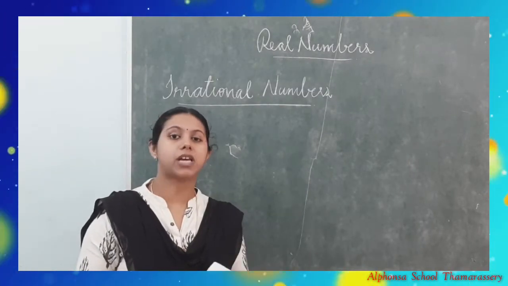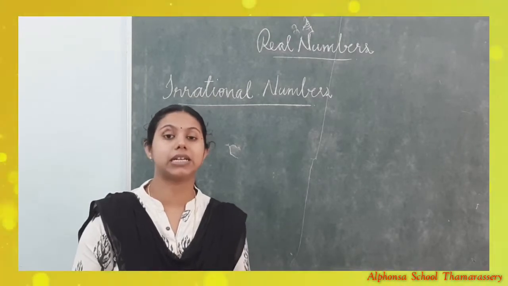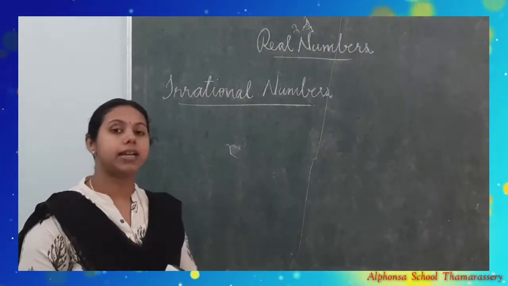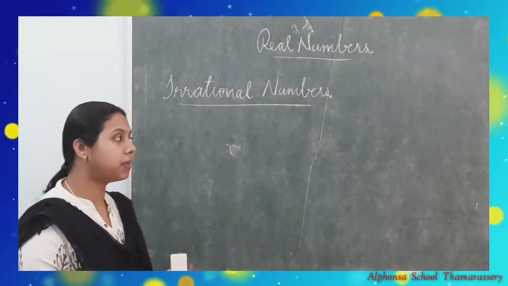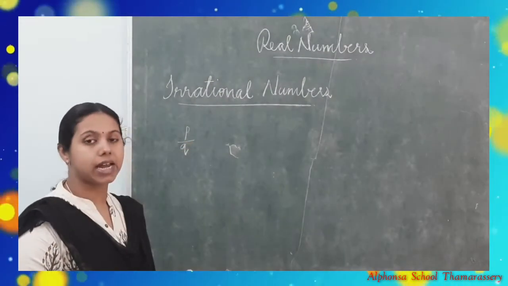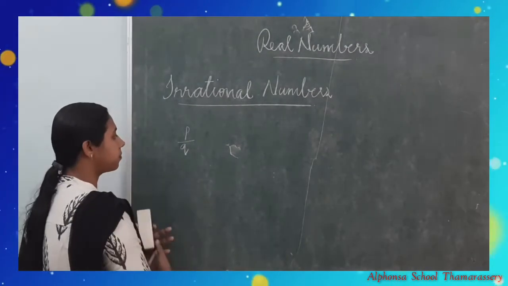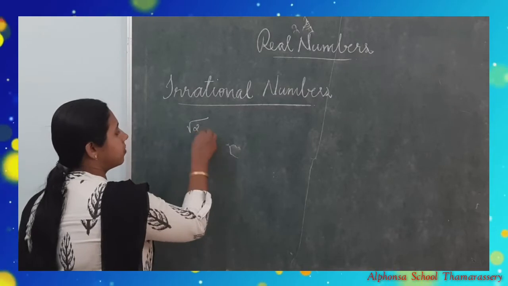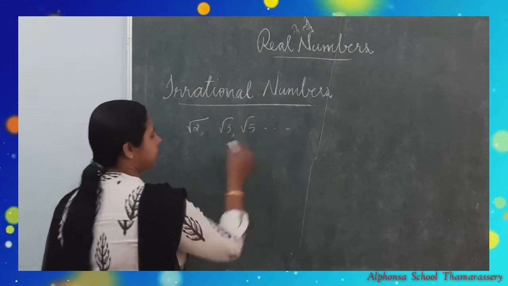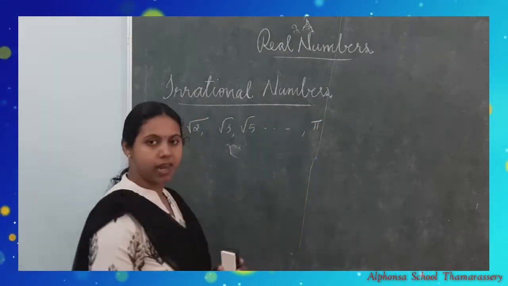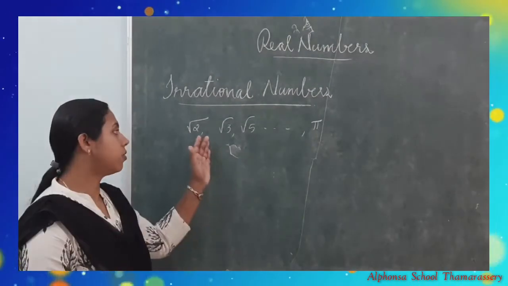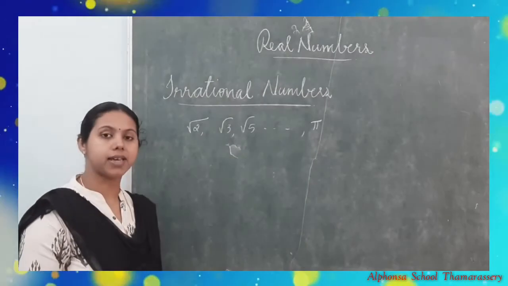Then the numbers which cannot be written in the form of p by q, such numbers are called the irrational numbers. The numbers which cannot be written in the form of p by q, such numbers are called the irrational numbers. For example, root 2, root 3, root 5, etc., and the value of pi. These all are irrational numbers. Root 2, root 3, root 5, etc. are known as irrational numbers.